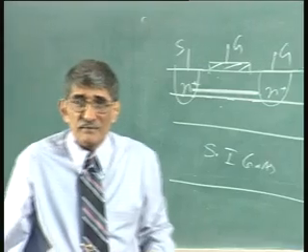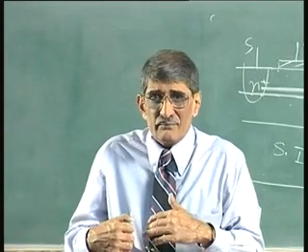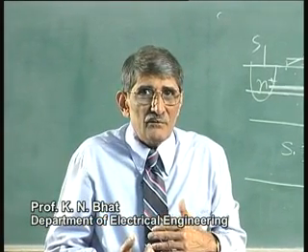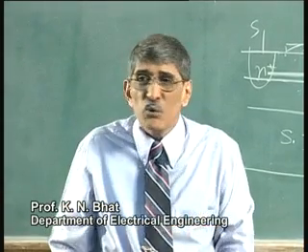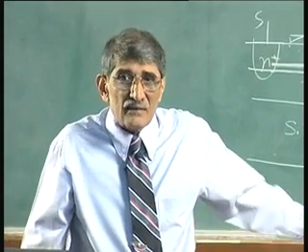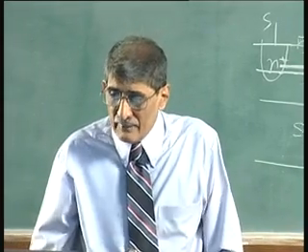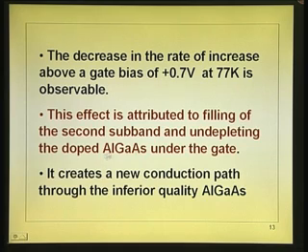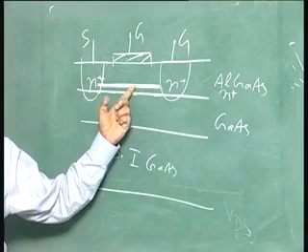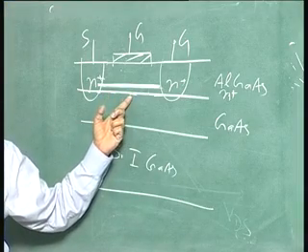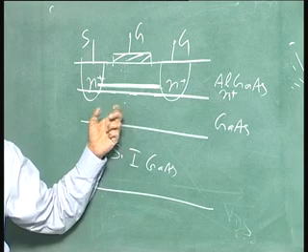So, that is what is implied. Since we have discussed in detail how the depletion layer moves with applied voltages, you can easily grasp that when you apply plus voltage, ultimately the channel will open up, and when it opens up, the conduction will take place through the undepleted portion, okay? And this creates a new conduction path through the inferior quality GaAs. That is inferior quality compared to the electrons in the notch.